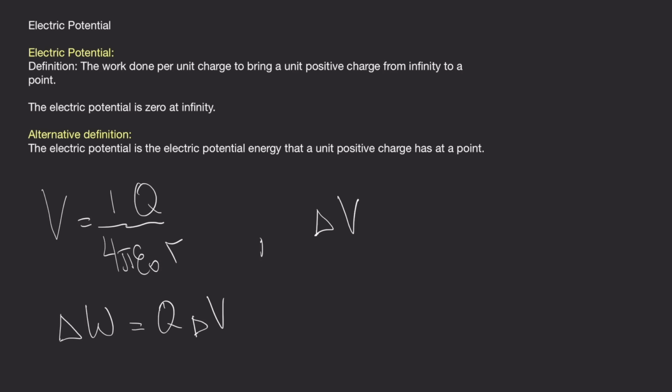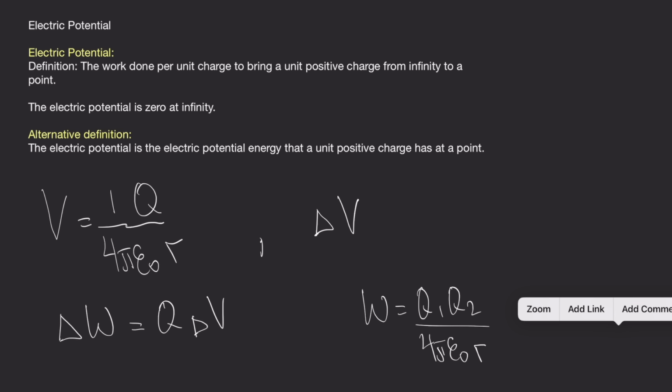Now we can actually use that to get a formula which is not actually on the formula sheet, but if we take one of those references to be infinity where the potential is 0, change in V can just be equal to V. So we can say that electrical potential energy, let's say we had two charges Q1 and Q2, can also be given by Q1 Q2 over 4 pi epsilon naught R. This is if we're moving one of those charges in the presence of the other one.